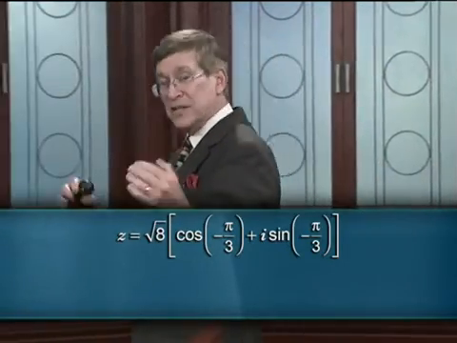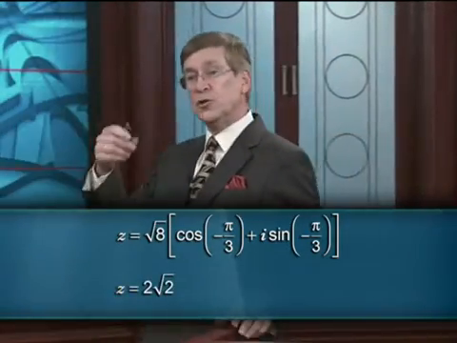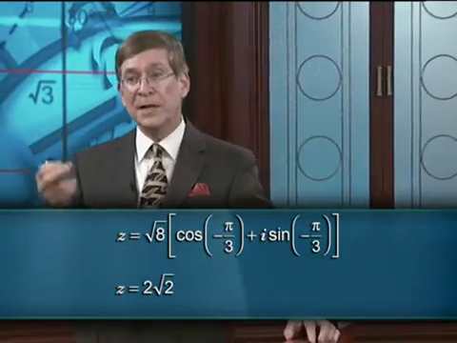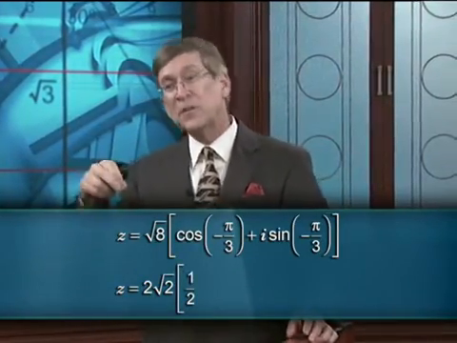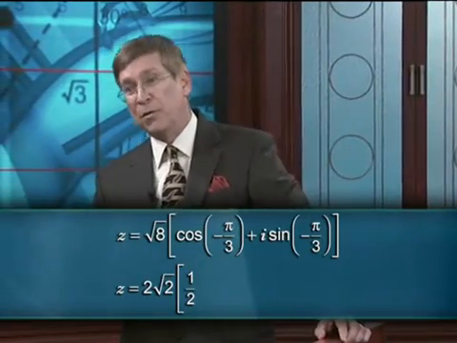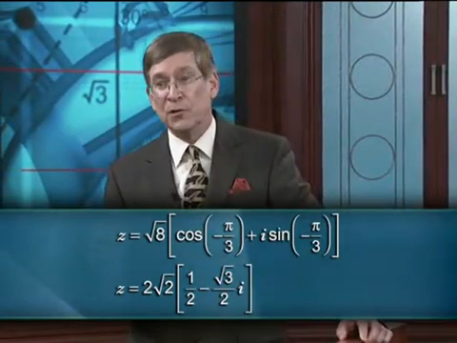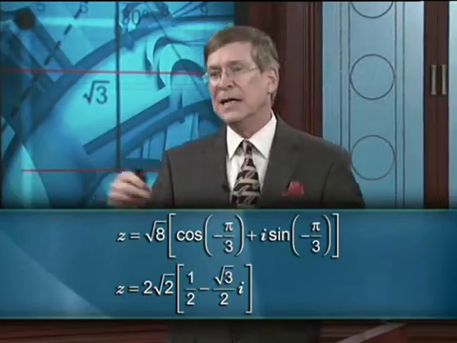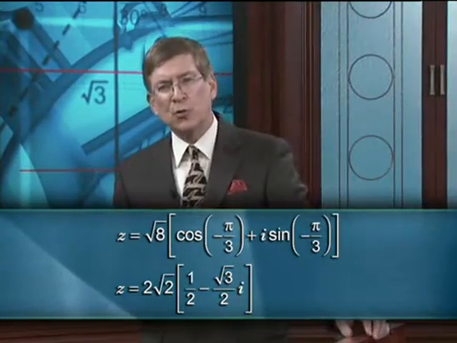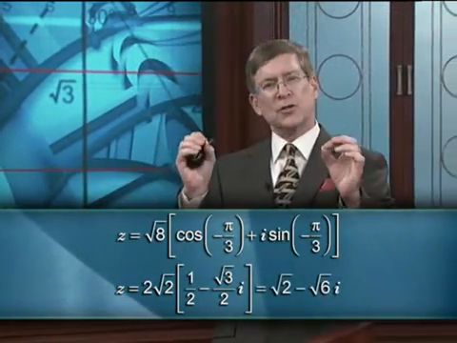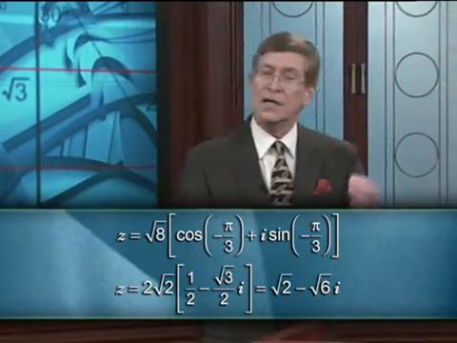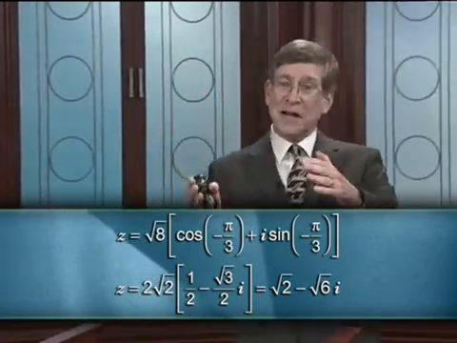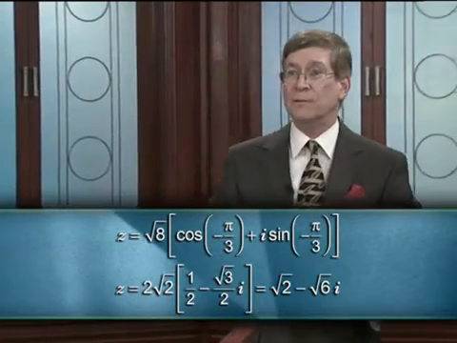All right, well, let's simplify. Square root of 8 can be written 2 times the square root of 2. And then cosine of minus pi over 3 is a half. Sine of minus pi over 3 is minus square root of 3 over 2 times i. Multiply in that 2 square roots of 2, and you're left with square root of 2 minus square root of 6 i. So here we've converted trigonometric form to standard form.